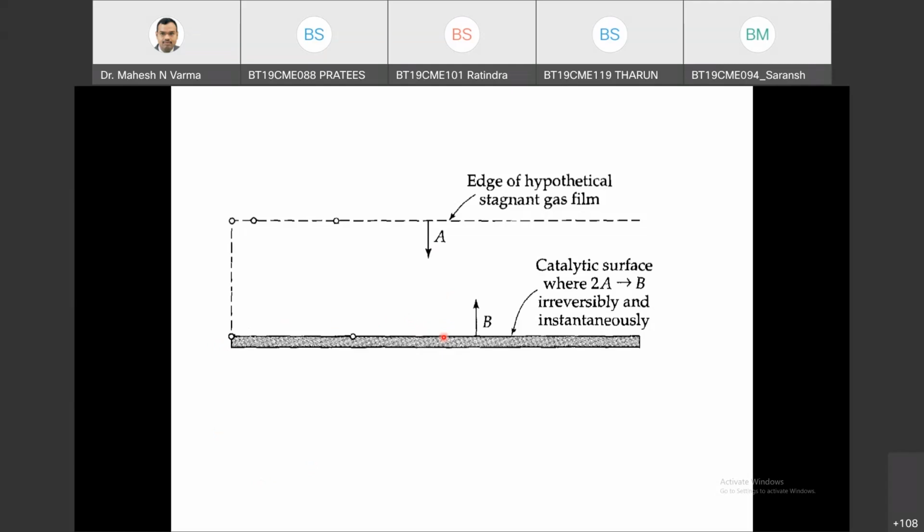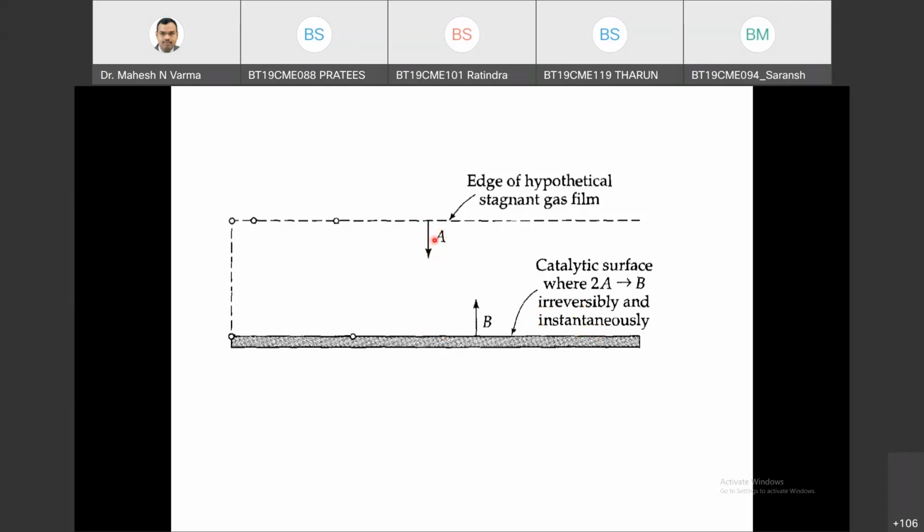There is no A there, but A is coming in here, no? Sir, but it is not. Sir, the reaction is irreversible and instantaneous. That is most importantly instantaneous. The reaction is very fast.